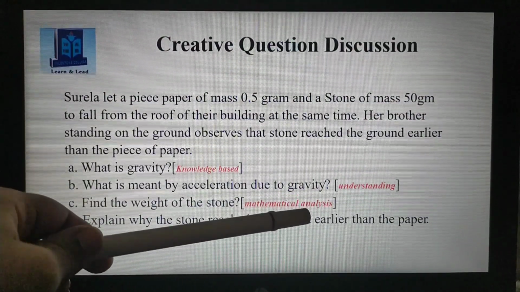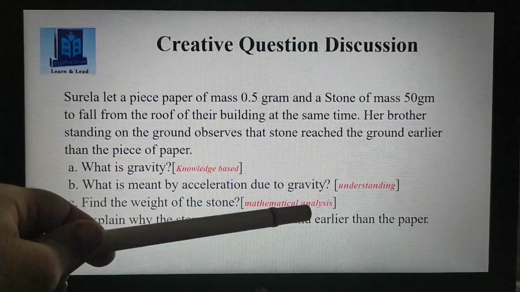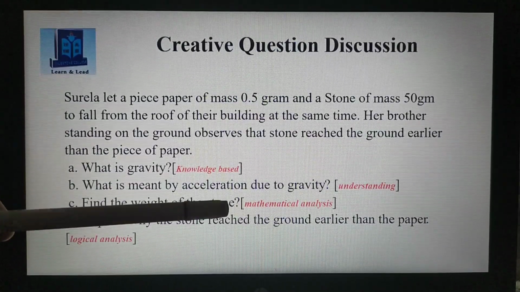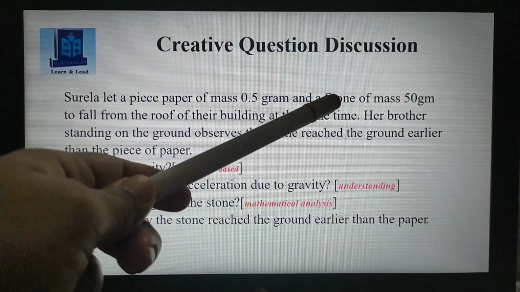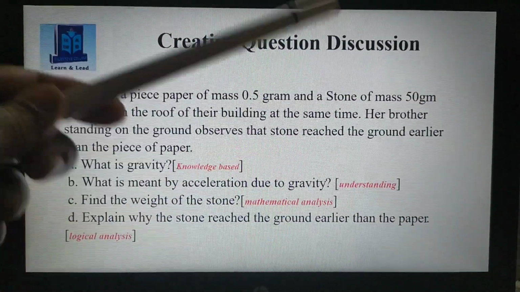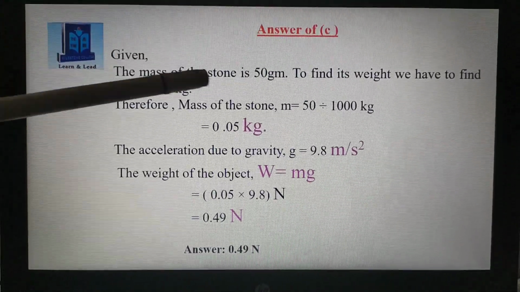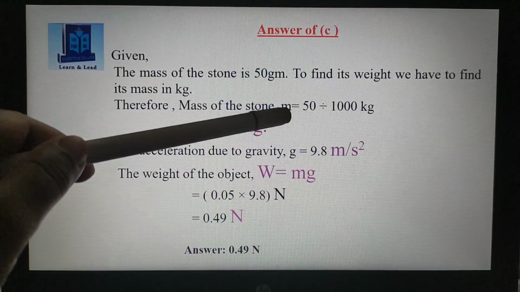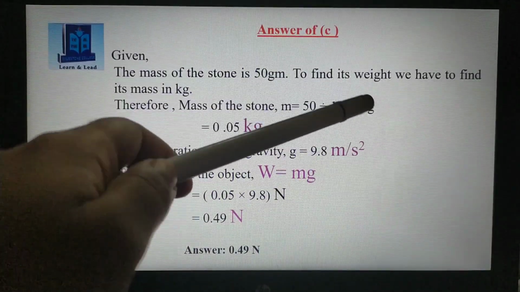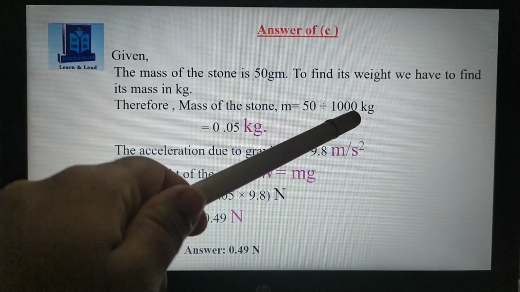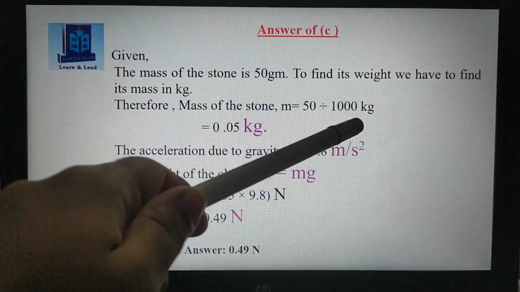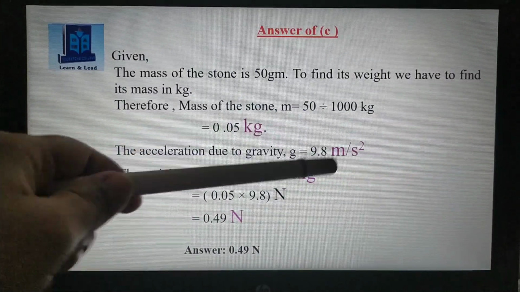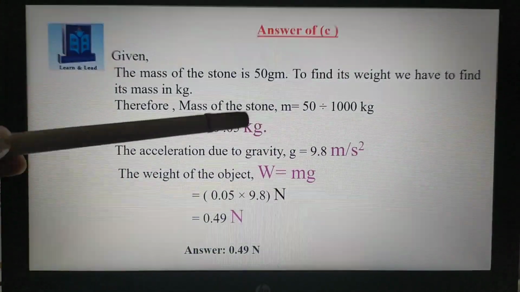Here is the mathematical analysis, or you can call it mathematical application. Better to call it mathematical application. So in mathematical application, what do you do? The stone was 50 gram. So here the answer is 50 gram. Gram, we cannot keep the mass in gram. We have to use the main unit, that is called the SI unit. The SI unit of mass is kg. So we have to convert it to kg first. To convert to kg, we divide by 1000. You have to write the unit.